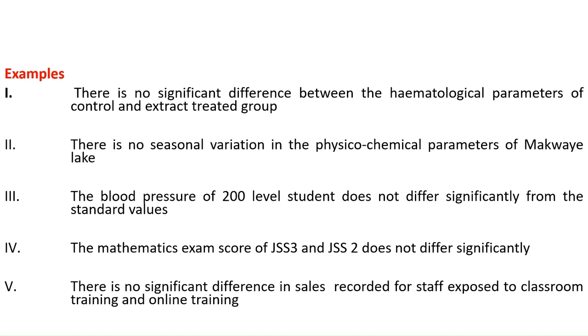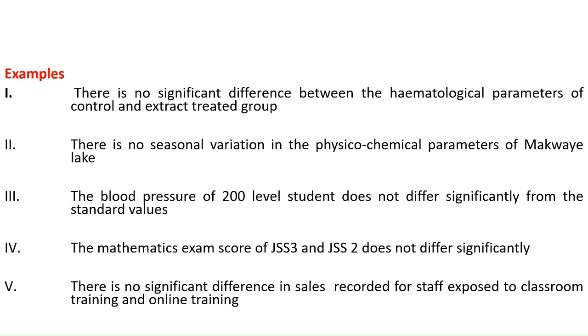So aside from the fact that we've been able to point out the dependent variable and independent variable, the next is to check: is your independent variable of two levels? Yes, for this hypothesis, my independent variable has two levels, the control and the extra treated group.